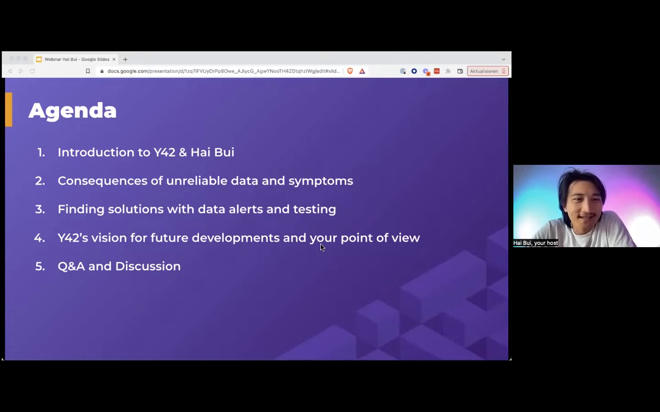As I said, how we at Y42 see the future developments and what our point of view is and what we want to build in our product. And in the end, we have some Q&A and a discussion. But to be honest, if you have any questions in the middle, you can also just ask them.